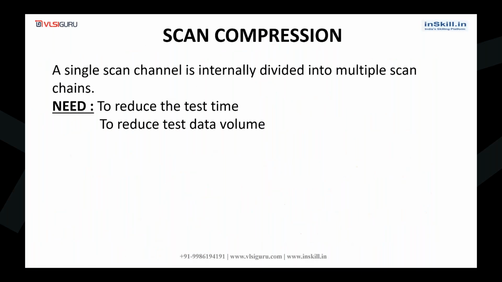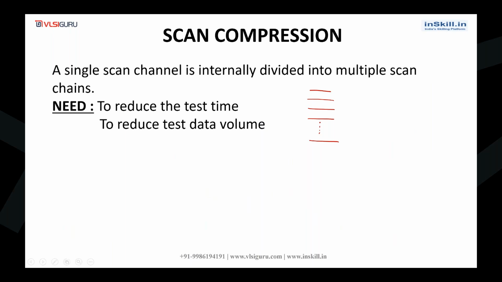Next is scan compression. So scan compression means a scan channel is internally divided into multiple scan chains. That is what is called as scan compression. Or you can even say that the multiple scan chains will be compressed into a channel.